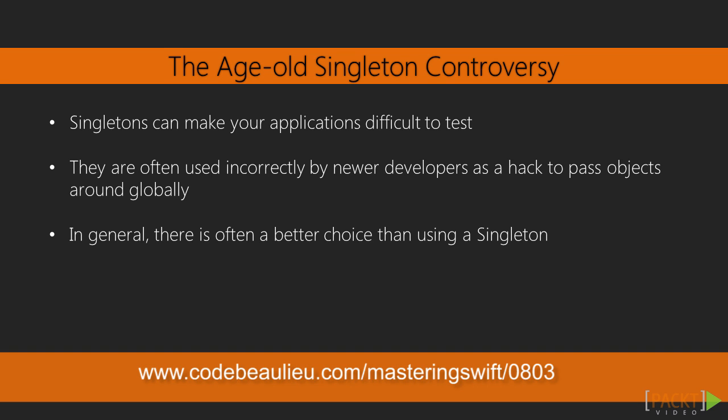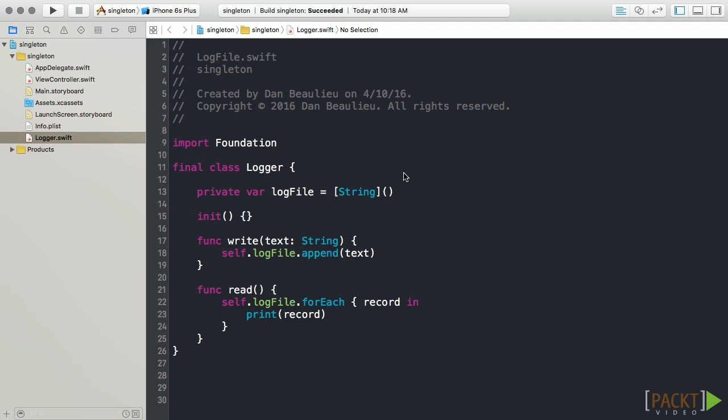You can download the Singleton project files on this video's resource page. Once your project has loaded, open up the file named logger. Here we have a simple logger class with some properties, a write function and a read function.